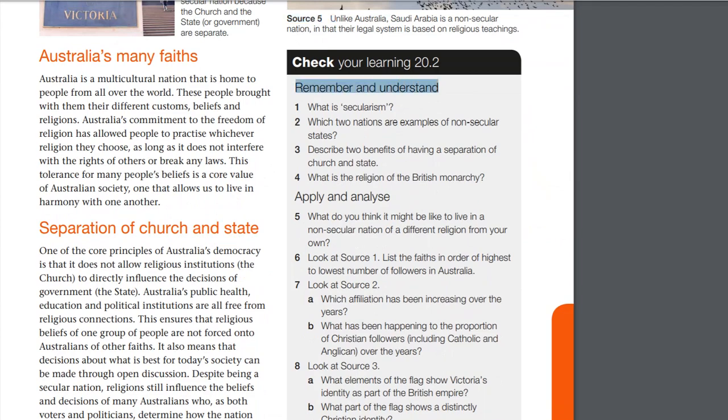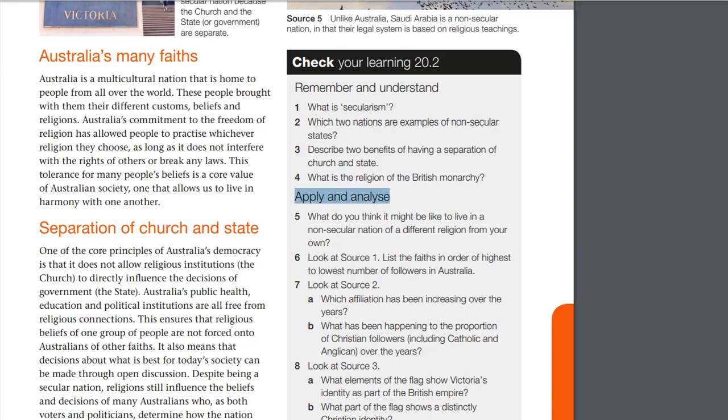So our first section is remember and understand questions. So question 1, what is secularism? Question 2, which 2 nations are examples of non-secular states? Question 3, describe 2 benefits of having a separation of church and state. Question 4, what is the religion of the British monarchy?